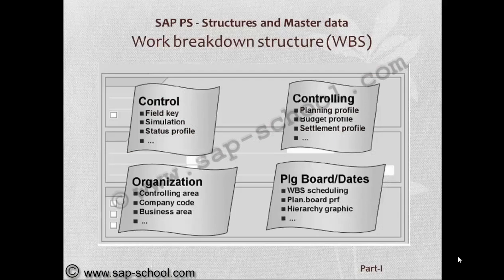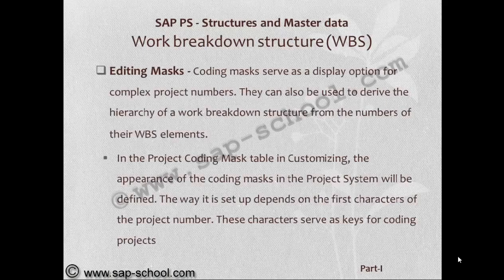Like we talked about the different sections of project profile: control, controlling, organization, planning. In the control section, the field key, simulation, status profile, etc. will be there. In the controlling section, planning profile, budget profile, settlement profile, etc. will be there. In the organization section, the org elements like controlling area, company code, business area will be available. In the planning section, WBS scheduling, planning board profile, hierarchy graphic profile, etc. will be available. Now we'll see the next setting, editing mask.